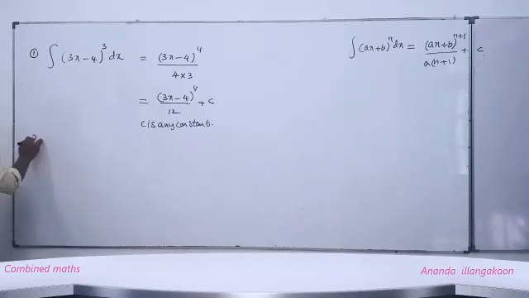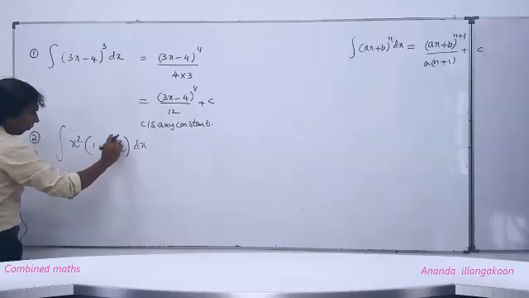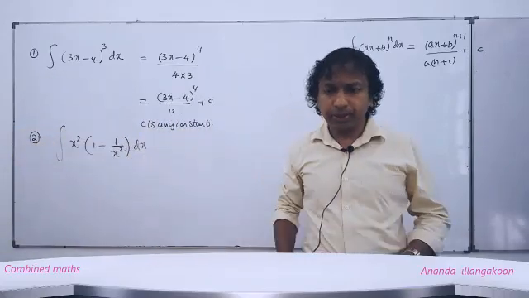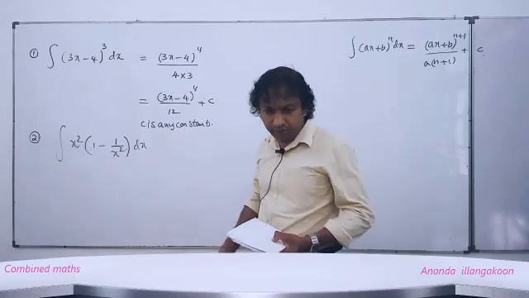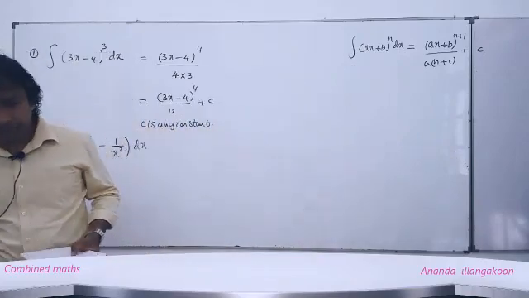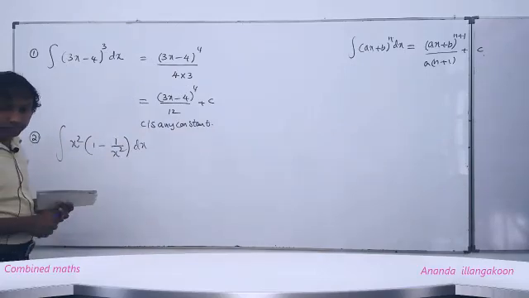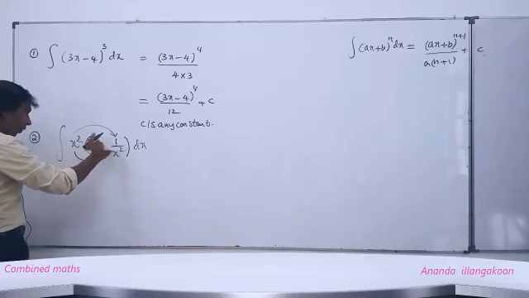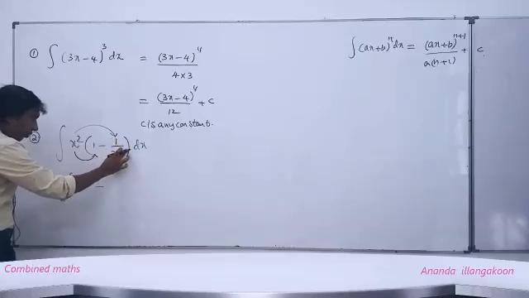Now the second one is the integration of x squared times (1 minus 1 upon x squared) dx. How to take this answer? Remove the bracket by multiplying by x squared. x squared into 1 is x squared, and when you multiply x squared and 1 upon x squared, they cancel and we get 1.